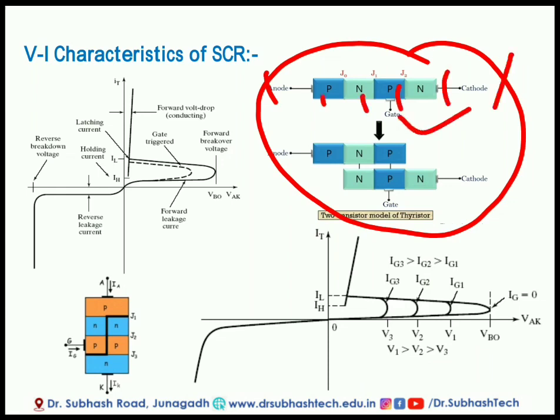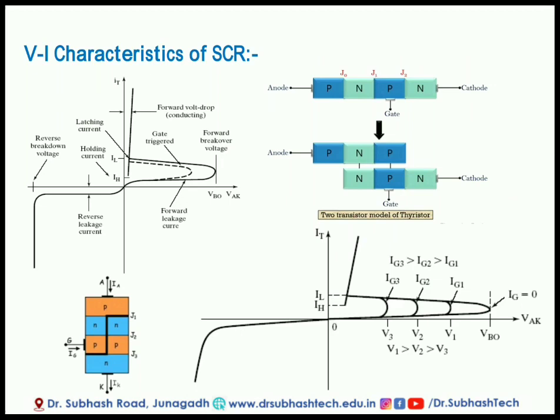Here a PN structure is there. Junction 0, junction 1 and junction 2. In some figures J1, J2, J3 is given. It's no problem: whenever J1, J2, J3 is given, the total number of junctions is 3.